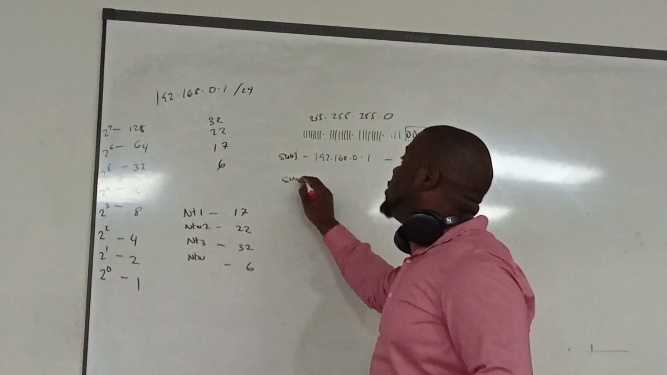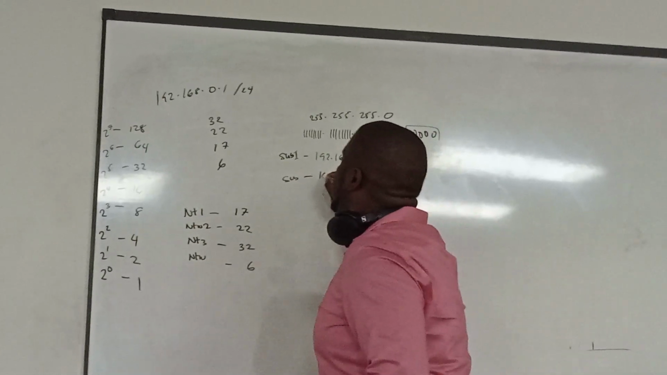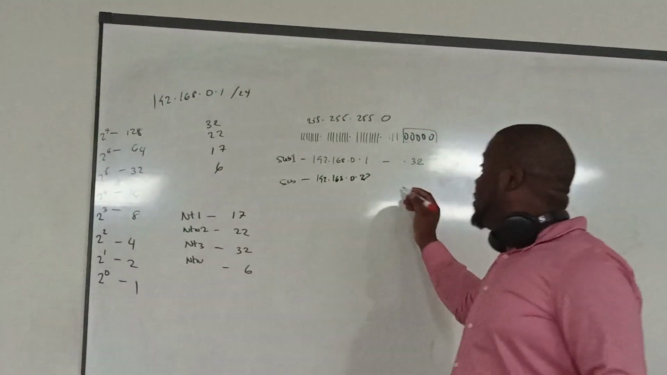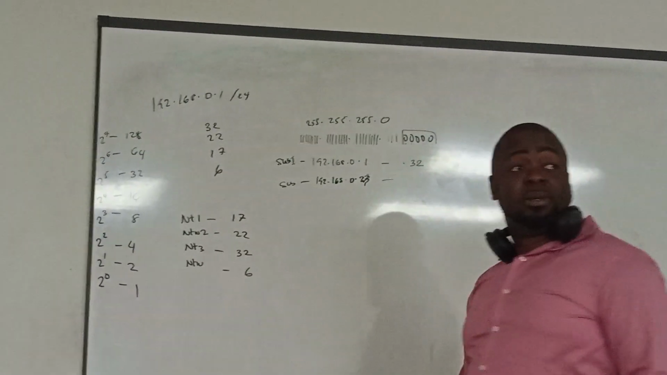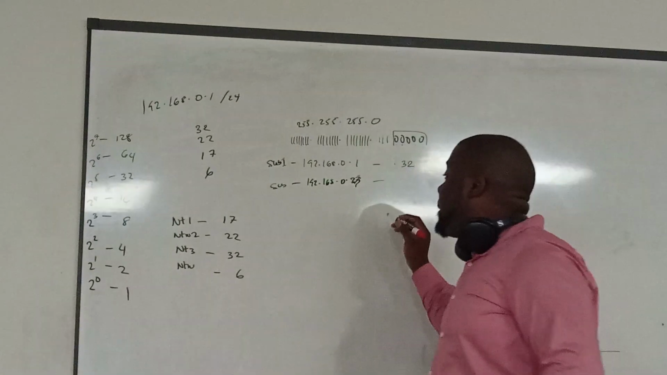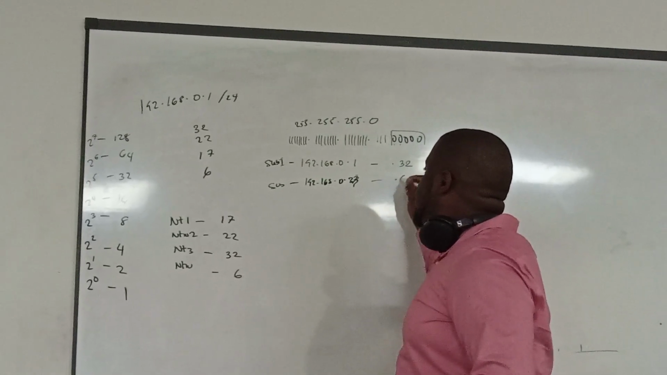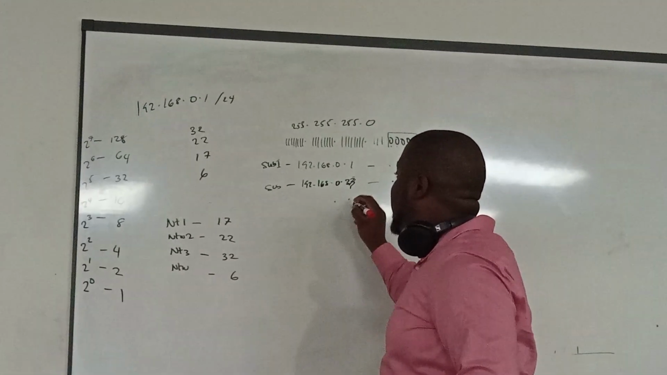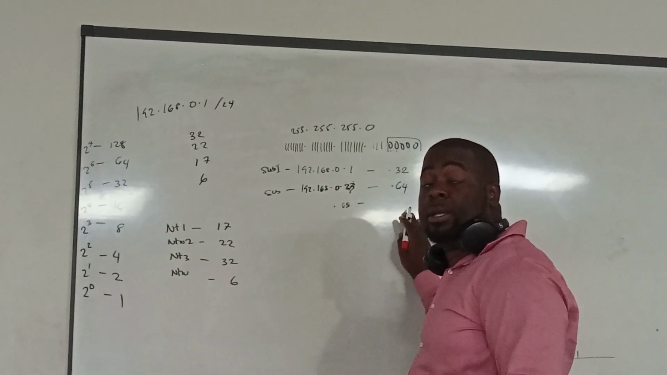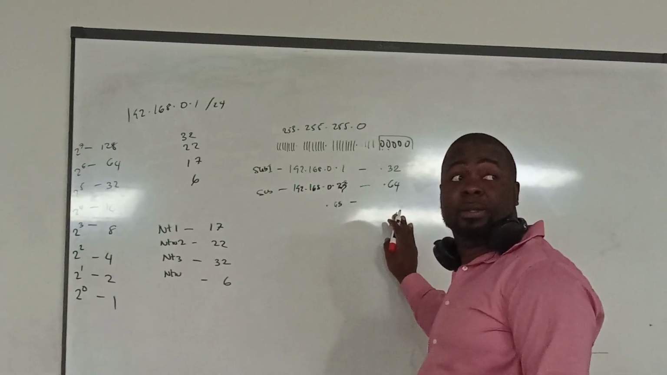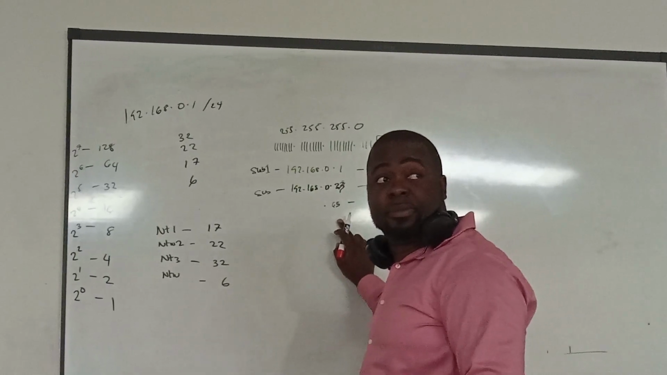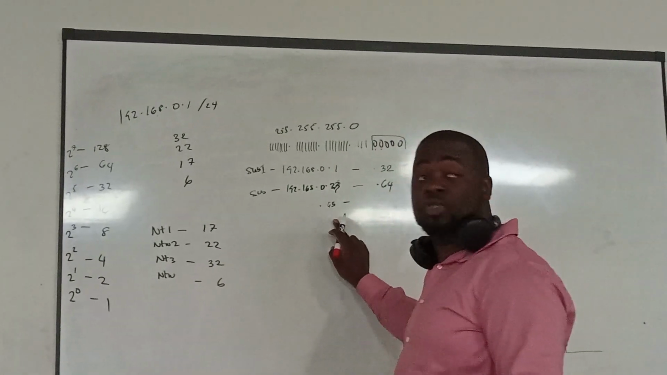Subnet 2, the same thing. 192.168.0.33, add 1 to this. So after you subtract, that's the 64. This is the 65, to what? 96. So 64 plus 32 is 96. You sure? Yeah.